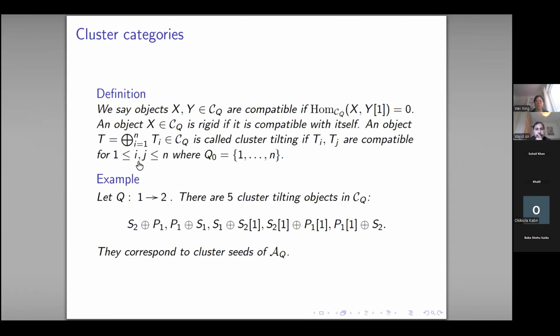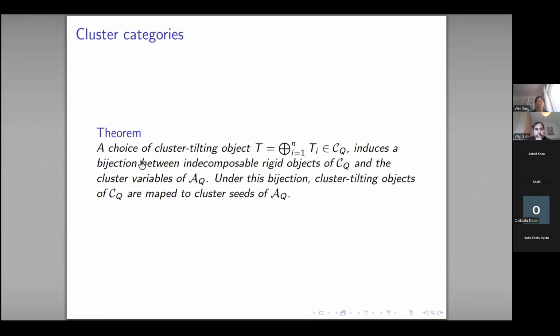Okay. So there's a theorem which states as follows: a choice of cluster tilting object T in the cluster category CQ induces a bijection between indecomposable rigid objects of CQ and the cluster variables of A of Q. And under this bijection, cluster tilting objects will be mapped to clusters.